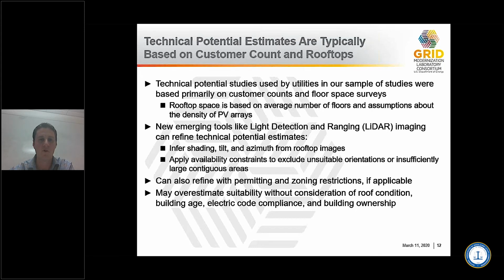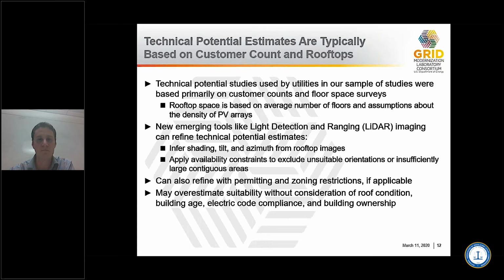Tilts and azimuths are important because they both affect the generation profile of the rooftop solar. And they can also have more sophisticated exclusion parameters, for example, to exclude roofs that are too small, those that are too shaded, that are too steeply tilted, and so forth. I think it's certainly possible to overestimate technical potential. So some of the research that my team has done has indicated that there are many other factors that can affect the technical availability of a roof, things like the roof condition, its age, the building's age, whether the building is compliant with current electrical code. If you're not compliant with electrical code, then you can't interconnect it through the proper means, and also building ownership.